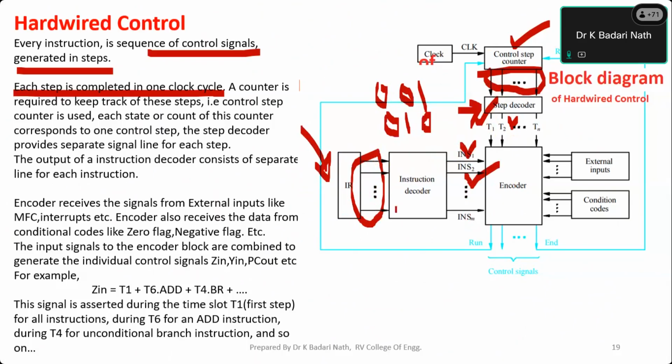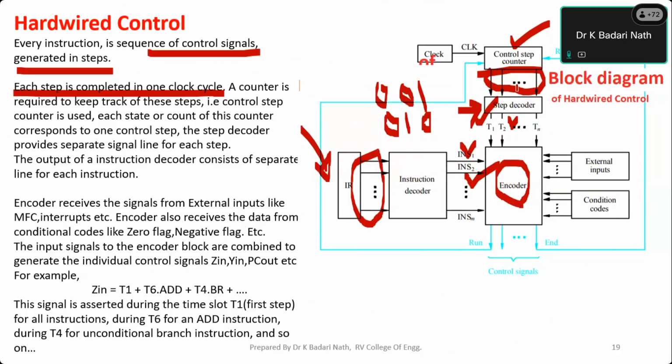Now the instruction decoder helps us identify which instruction we are supposed to execute. The step counter indicates which clock cycle we are executing, whether the first clock cycle or the second. With the help of the instruction, the clock cycle, and external inputs like flags and interrupts, the encoder takes a decision on what signal has to be generated as output. That is what the encoder does.